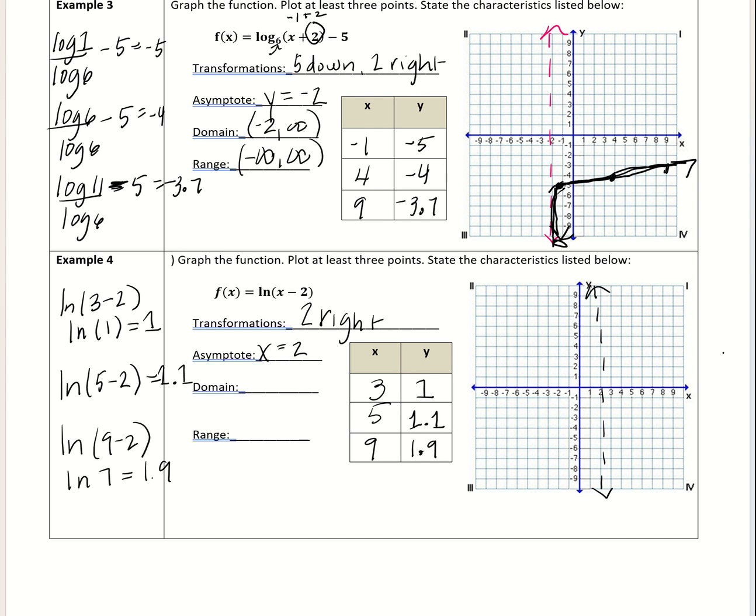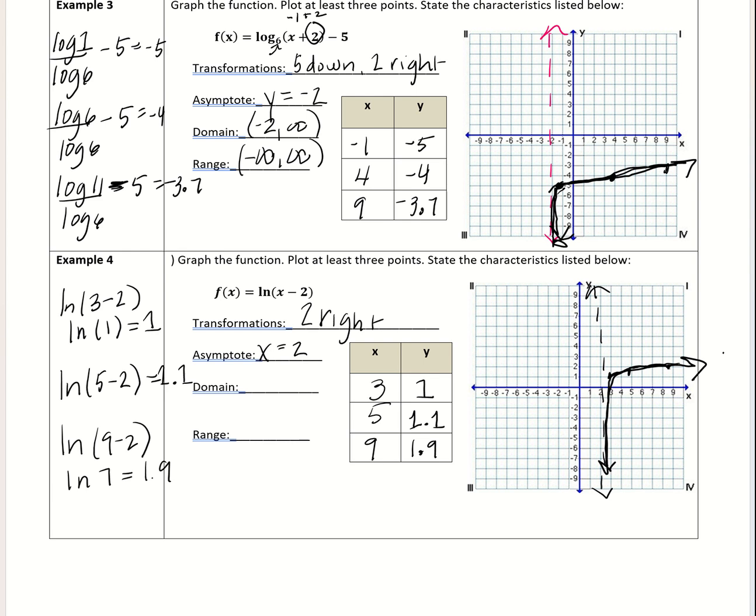So I'm going to go over 3 up 1. I'm going to go over 5 up 1.1. And then I'm going to go over 9 up 1.9. So again, they're not very far apart from each other, but this is what it should kind of look like. Again, my graph doesn't look great. It's not an L. It really should be curved. Mine looks kind of straight, but it really should be curving.